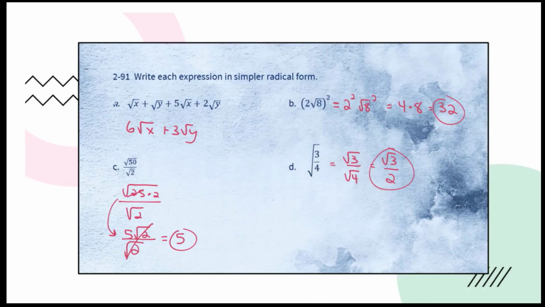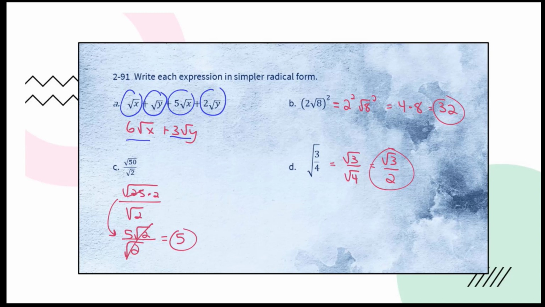So many of these slides, I've already done the work, and I'm just going to go over them with you. So on this very first one, on 2-91 on A, I'm just combining like terms. So I'm adding the square root of x to the 5 root x. And that gives me the 6 root x. Then I'm adding the root y to the 2 root y. And because you can't do anything with them, it's not like root y plus y. It's not going to happen.